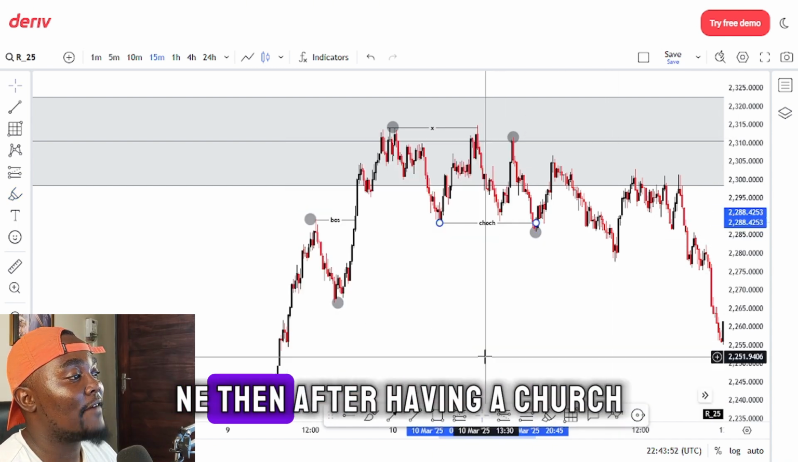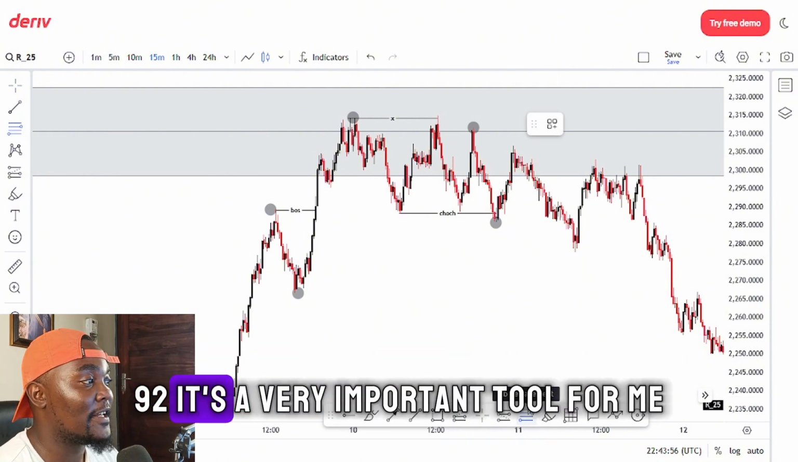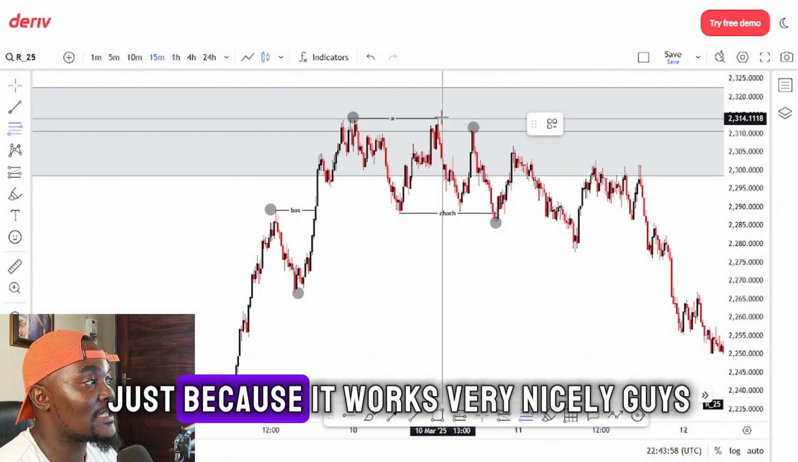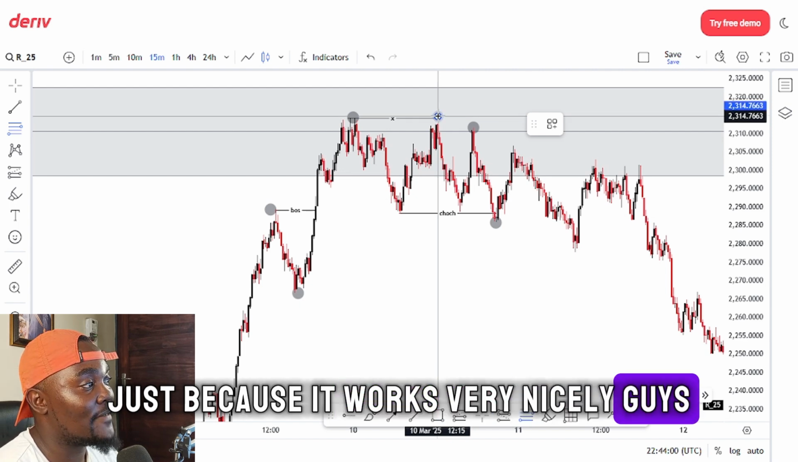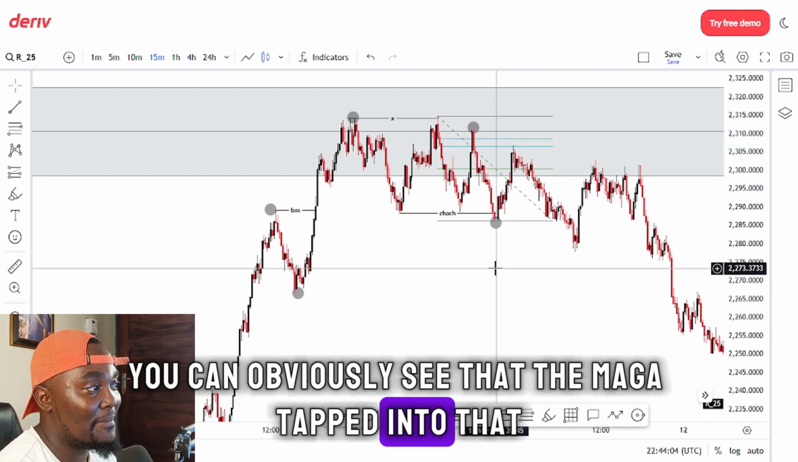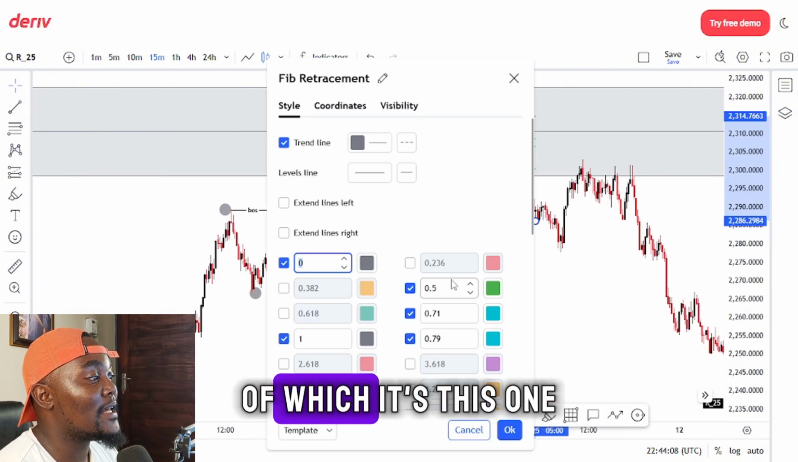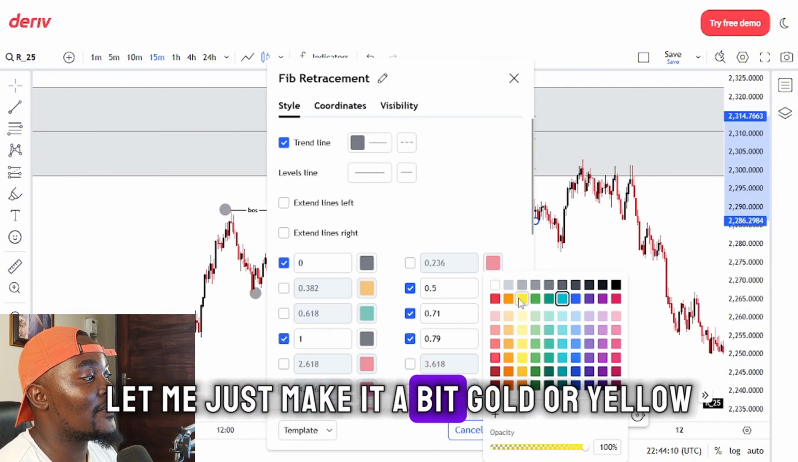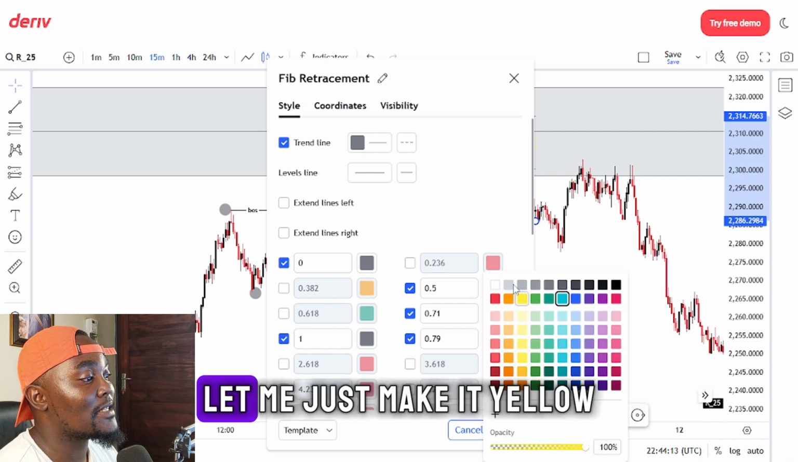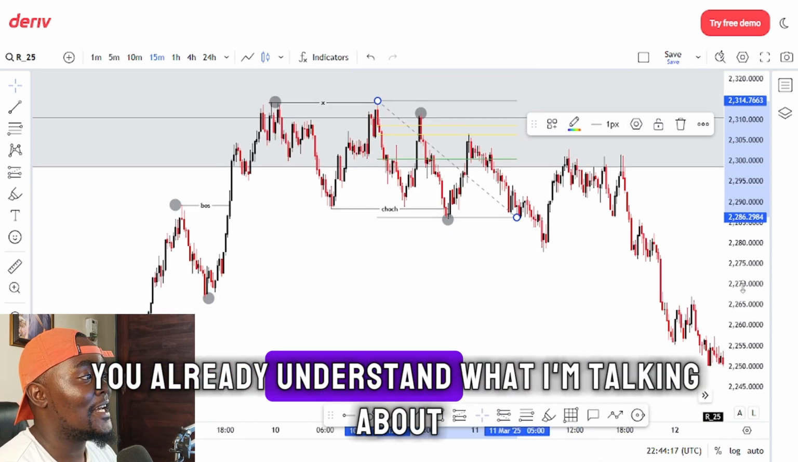Now, after having a change of character, you already know that you have to use your Fibonacci tool. It's a very important tool for me, just because it works very nicely, guys. So from the high to the low, you can obviously see that the market tapped into that buy to sell candle, and also tapped into the golden zone, which is this one. Let me just make it a bit gold or yellow. Let me just make it yellow, so that whenever I'm saying the golden zone, you already understand what I'm talking about.